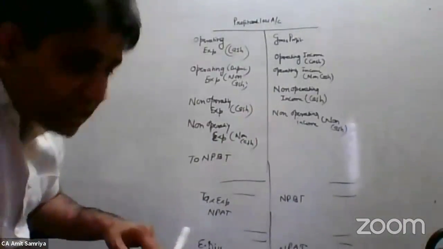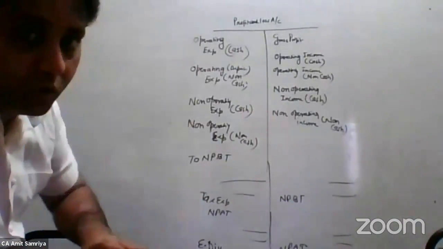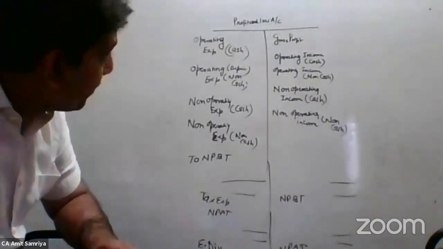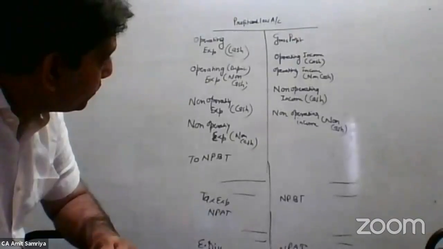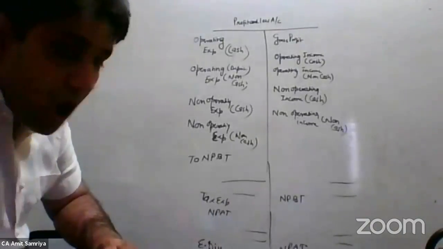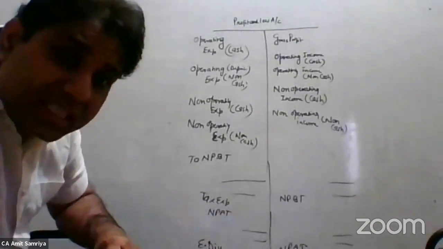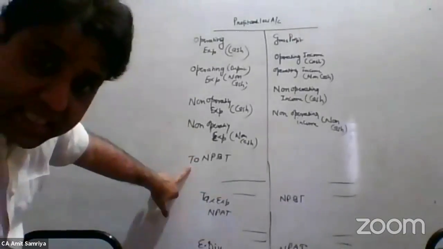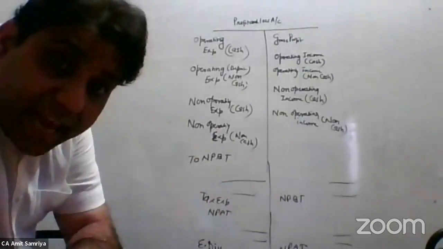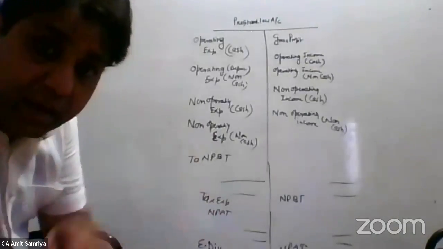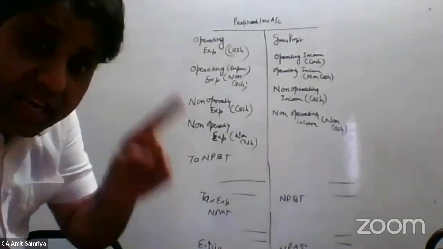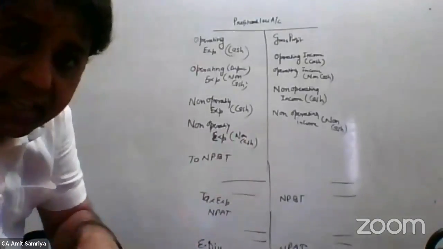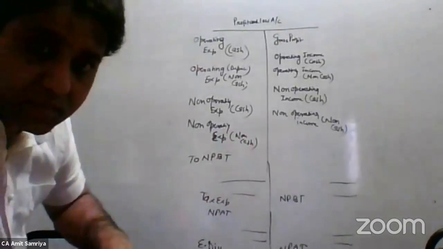Now, student, try to understand the indirect method of cash flow. The indirect method of cash flow starts from net profit before tax. From net profit before tax, we will first determine fund from operation. And from fund from operation, we will determine cash from operation. And from cash from operation, we will deduct tax paid to get the cash flow from operating activities.